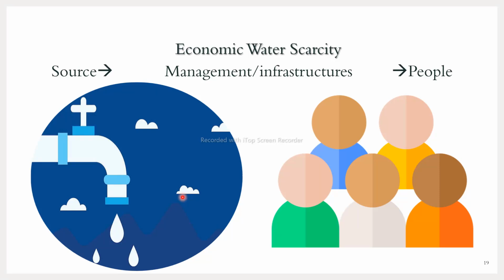Or it may so happen that the technology is there, but the economic or financial background of the government or the local body is not sufficient to implement that technology for the supply of water. So it may be management issues or infrastructure also. So because of these reasons, even if the source is present and people are present, and the water is not being supplied, then the water scarcity created by these kinds of reasons is called economic water scarcity.